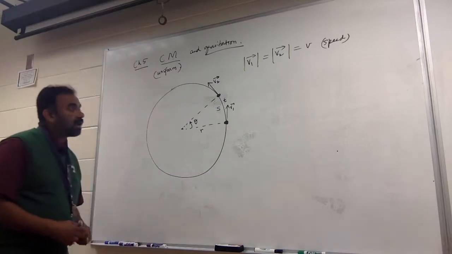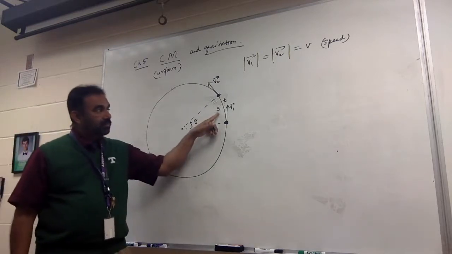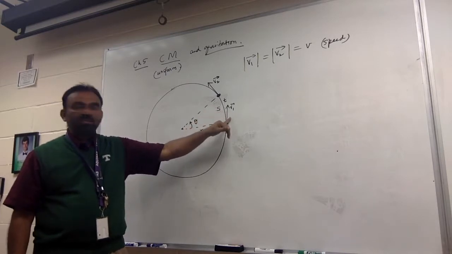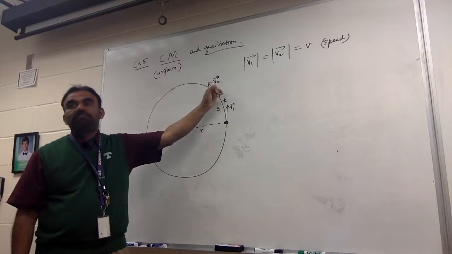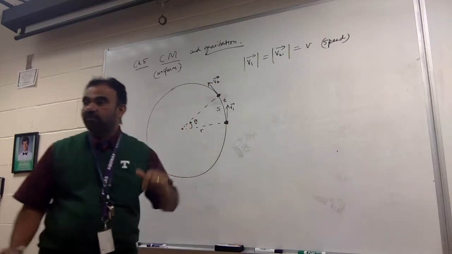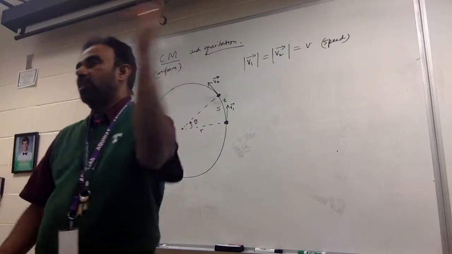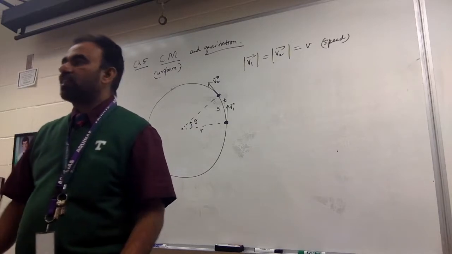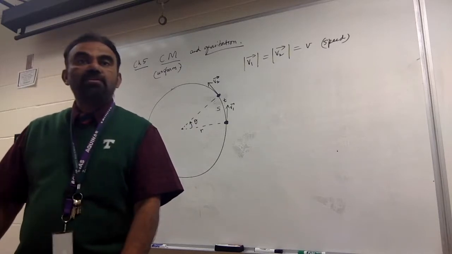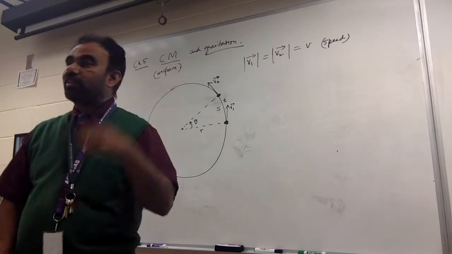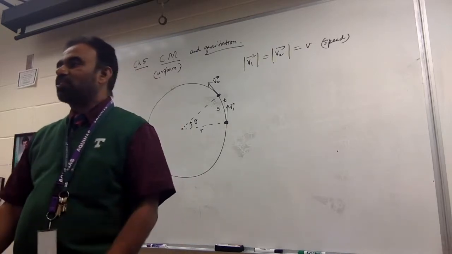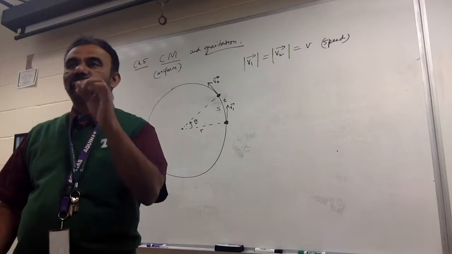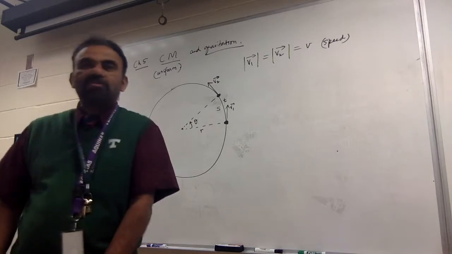Now, looking at this one, the velocity here is v1 and the velocity here is v2. Is the velocity changing? Yeah. So is there an acceleration? No? What is the definition of acceleration? Rate of change of velocity. Then how can you say there is a change of velocity and now you're saying there's no acceleration? There is definitely an acceleration. Without that acceleration, you're not going to be able to change the direction at all. How can you change the direction of something?